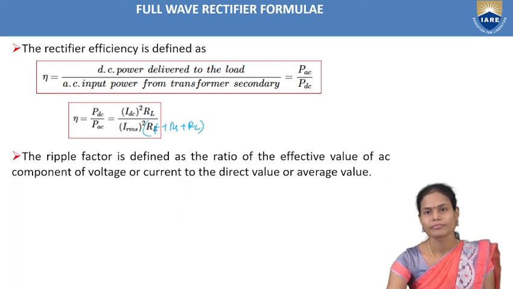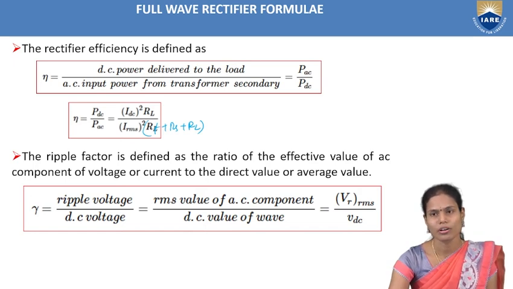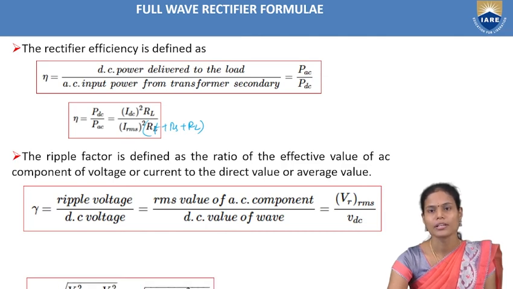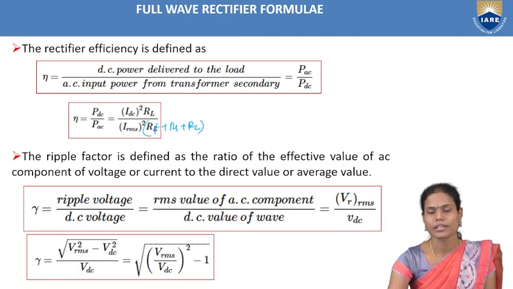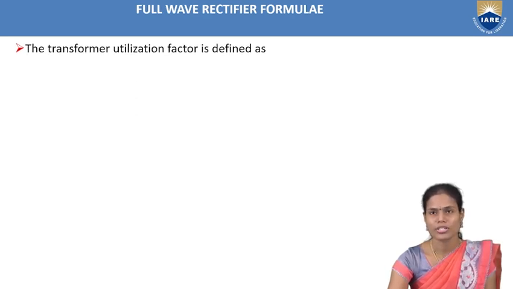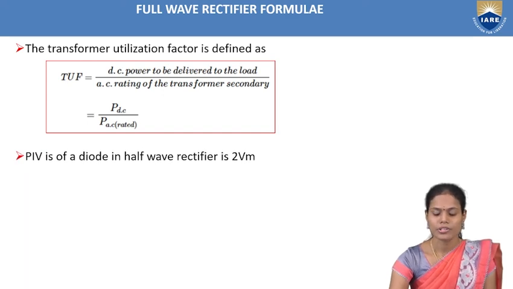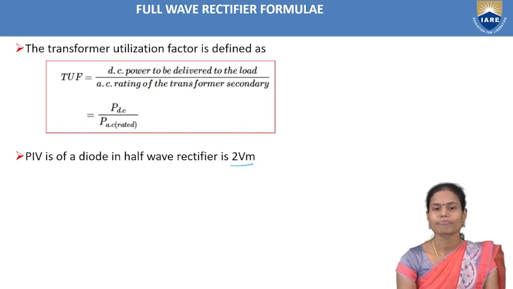And the ripple factor we can calculate as the ratio of the RMS value of the AC component to the DC value of the signal, that is Vr RMS by VDC. After simplification, we will get it as the square root of (VRMS by VDC) whole square minus 1. And next one is the transformer utilization factor. It is defined as how much DC power is delivered to the load divided by the AC rating of the transformer secondary. And the peak inverse voltage in the case of a center tap transformer is 2Vm.